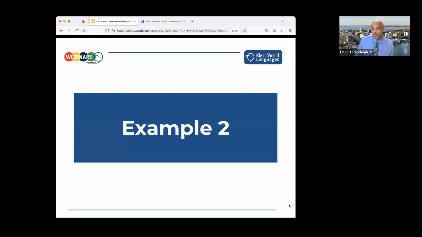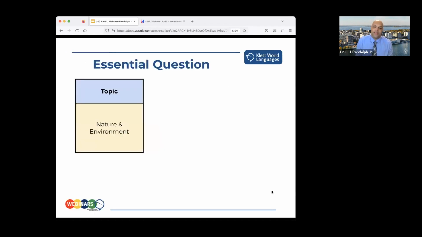I'll talk more quickly about the second example. This is another example that I talk about in the book chapter, and I begin this with a topic. So the topic is nature and environment. I think that's interesting, that's compelling for many students to talk about. Students have opinions, right? Some of the vocabulary that you use to talk about that is useful for students.